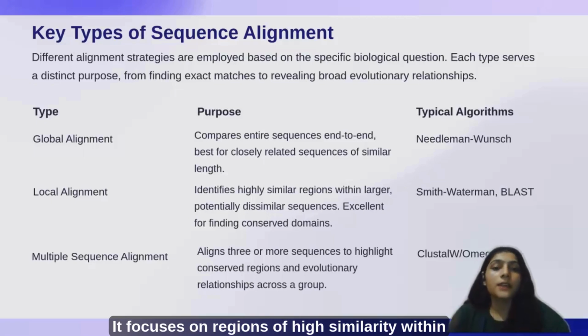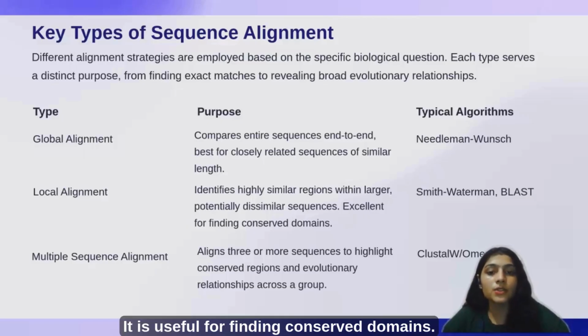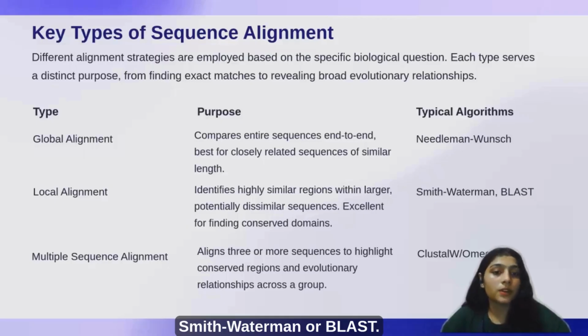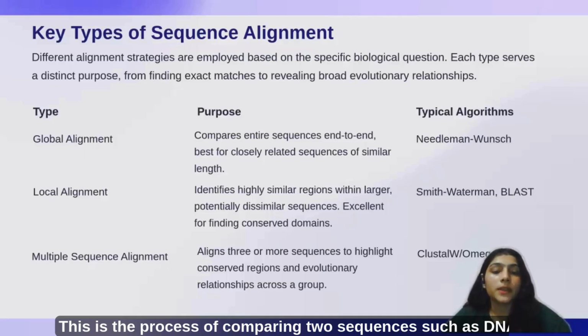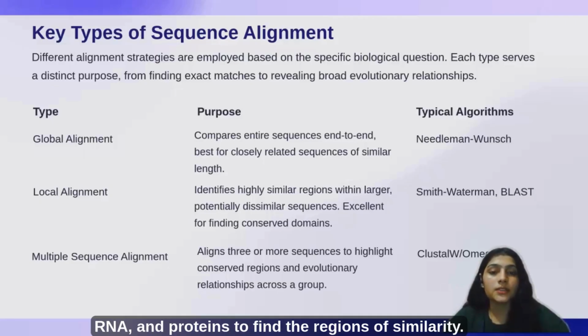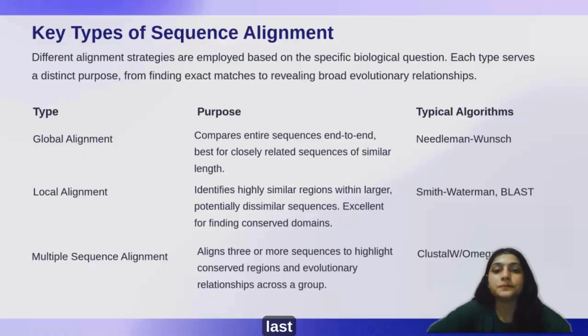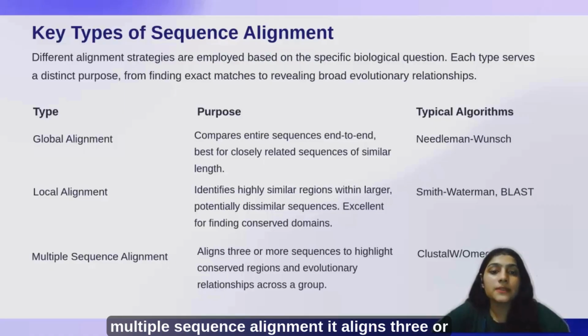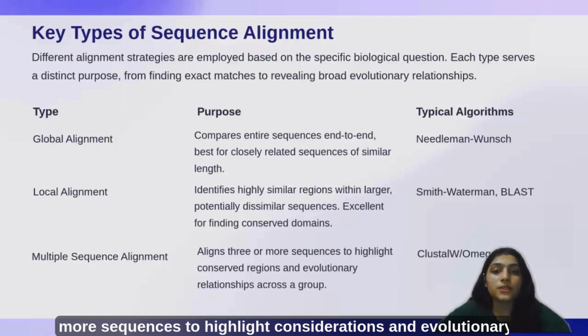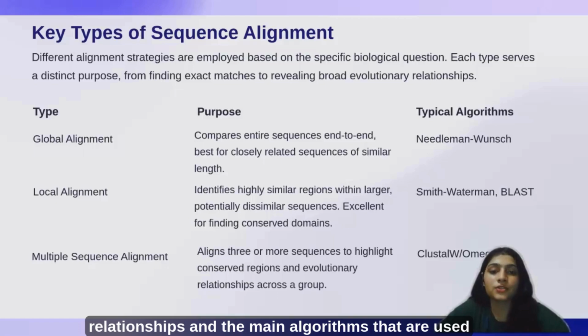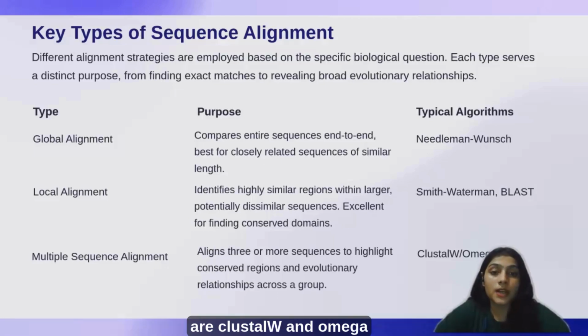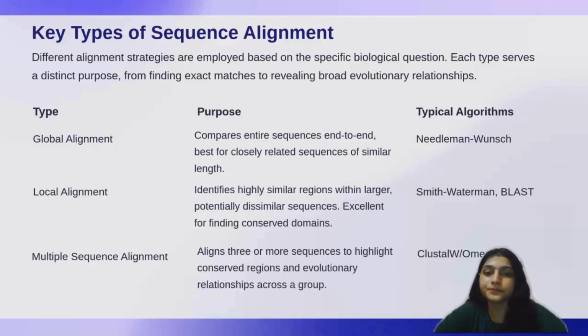Second, local alignment. It focuses on regions of high similarity within larger sequences. It is useful for finding conserved domains. And the main algorithms that are used are Smith-Waterman or BLAST. And pairwise alignment is the process of comparing two sequences such as DNA, RNA or proteins to find the regions of similarity. It can be applied globally and locally. Last, multiple sequence alignment. It aligns three or more sequences to highlight conserved regions and evolutionary relationships. And the main algorithms that are used are Clustal W and Omega.